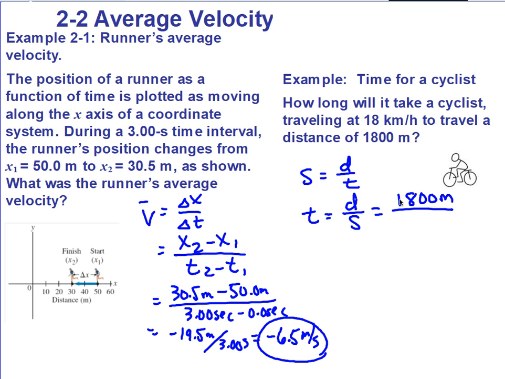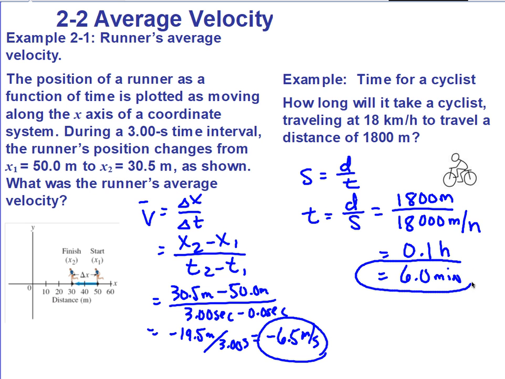The speed that they're traveling, 18 kilometers per hour. Better pay attention to those units: 18 kilometers and 1,800 meters. I've got to make sure they have the same units here to get the proper cancellation. So 18,000 meters per hour gives me a time of 0.1 hours. Probably better to put that into minutes, a little bit easier to understand. A tenth of an hour is about 6 minutes. So there we go. All right, those look like they're solved correctly. Let's move on to the last problem.